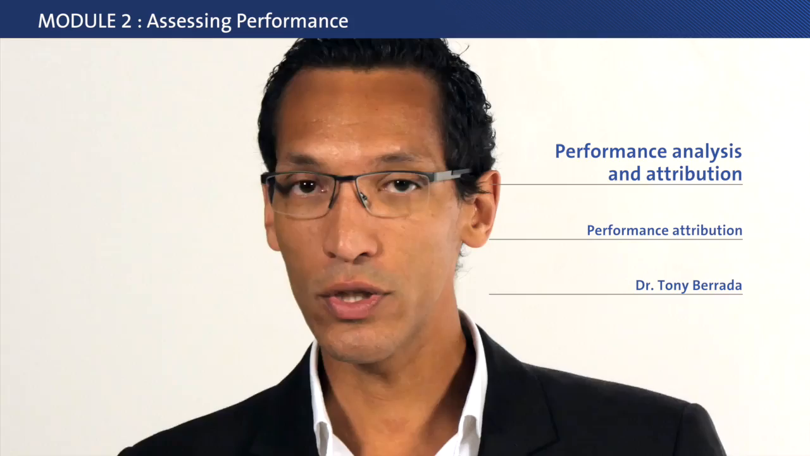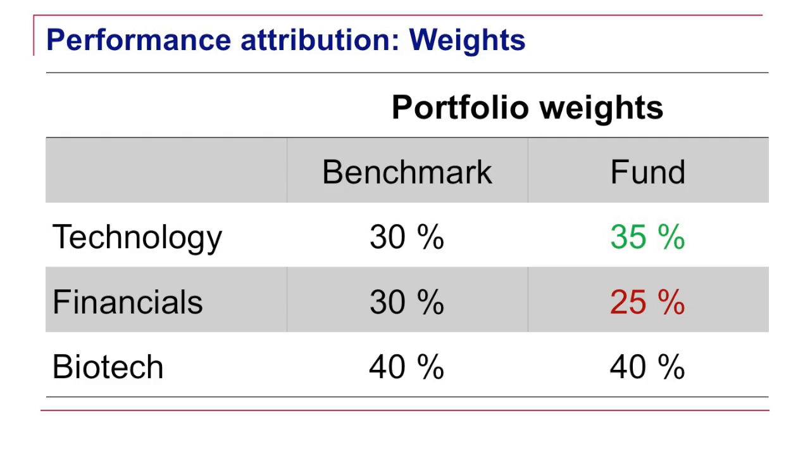So what we want to do when we discuss performance attribution is distinguish between asset allocation contribution and stock selection contribution. Okay? So this is the return decomposition, the active return, the return in excess of the one generated by the benchmark fund. So let's look at a numerical example.